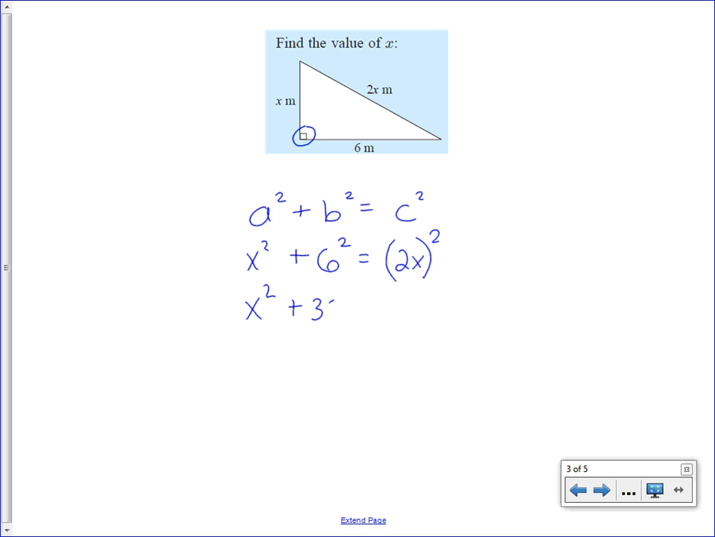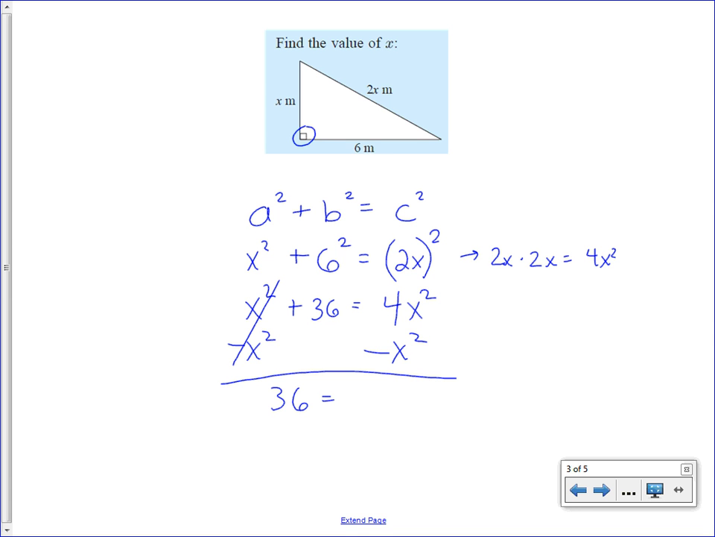6 squared is 36. On the right, when I simplify (2x) quantity squared, the whole thing to the second power, it's 2x times 2x, which is 4x squared. So I'm going to pull that down here. Then I'm going to solve this equation algebraically, get my x to one side, and we'll subtract this x squared. 36 equals, these are like terms, 4x squared minus 1x squared, which is 3x squared.